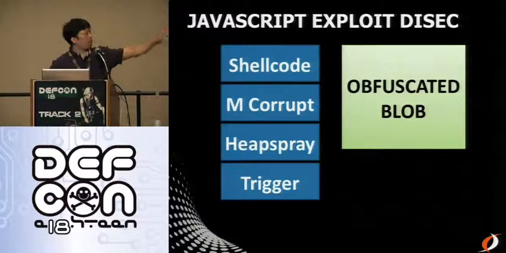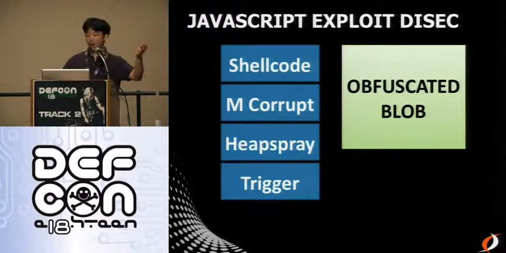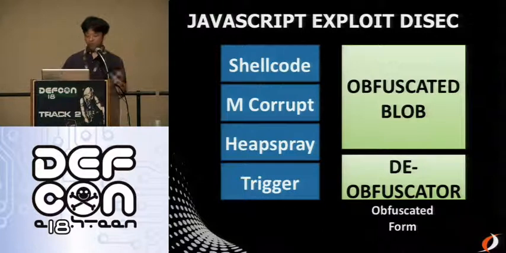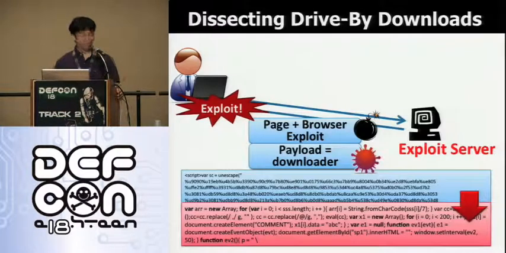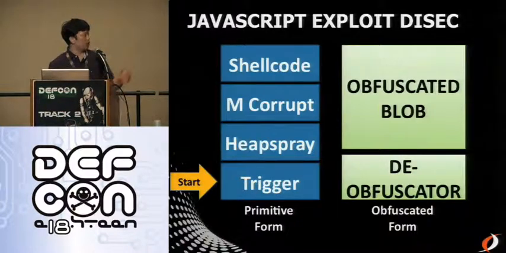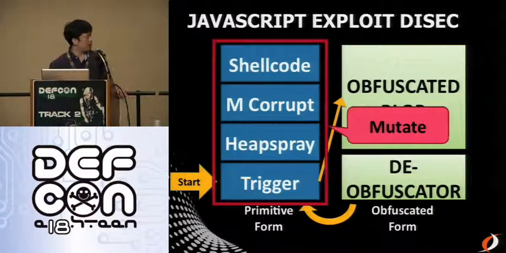And then usually this whole part is sometimes, especially in the old days, obfuscated into a big blob, and then deobfuscated. So there's the obfuscated form and there's the primitive form, as we've mentioned in a previous slide. And so you would start with the trigger, and the trigger would then cause the deobfuscator to deobfuscate the blob, and then execute the heap spray and then the memory corruption.